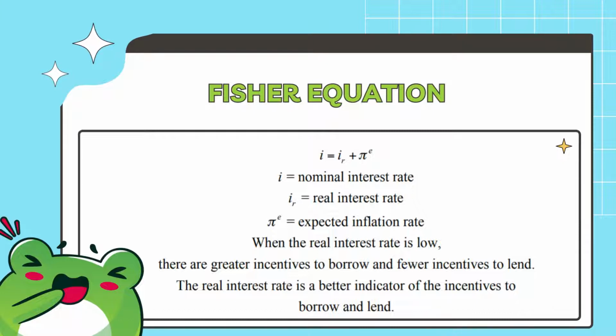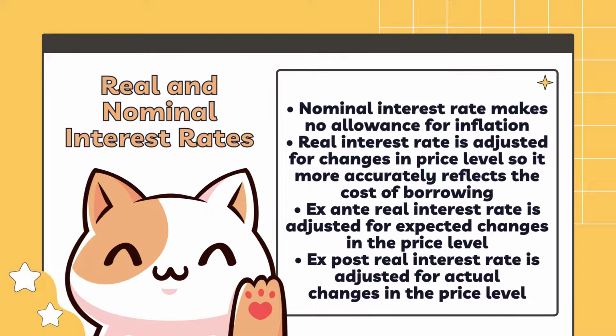Okay. So, we have this Fisher equation pero hindi ko na siya masyadong i-discuss sa inyo. Balik lang tayo dito sa real and nominal interest rate. So, balik lang tayo ulit dito ha. When we talk about real interest rate, it is adjusted to remove the effects of inflation and gives the real rate of a bond or loan.